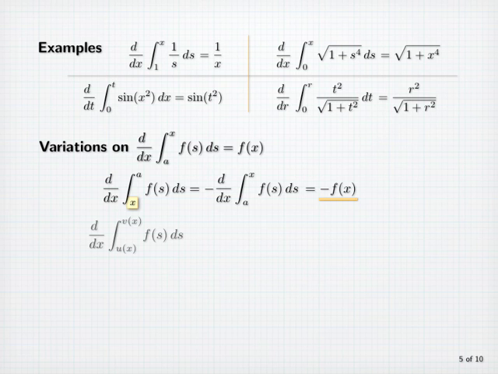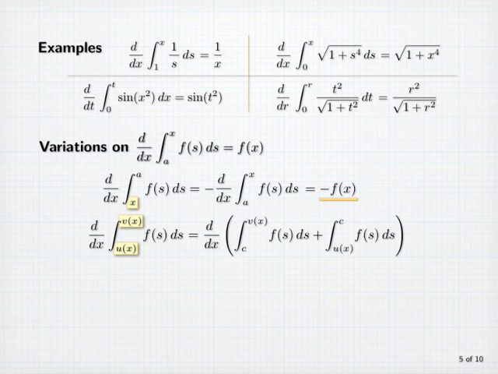Now, what if we have something a little more complicated, where we have functions of x in each of the limits of integration, something like the integral from u of x to v of x of f of s ds? Well, the key here is to suppose that c is some fixed number between u of x and v of x, and break the integral up into the integral from c to v of x plus the integral from u of x to c. Here we're using the interval additivity property.